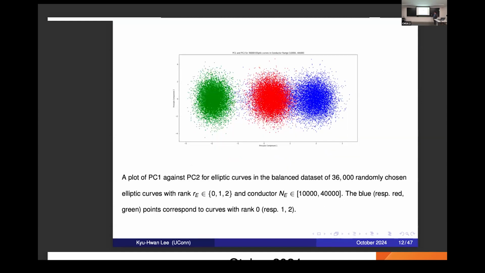And if we consider rank 0, 1, and 2, now green clusters are from rank 2 curves. And we got this picture. Again, the first principal direction separates these clusters. And then rank 2 curves, this cluster is clearly separated from the other clusters. We see that in the rank 2 case it is easy.